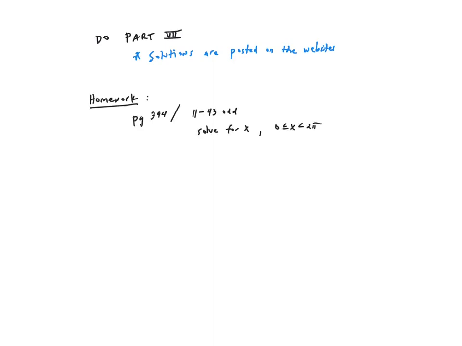The homework for this lesson is on page 394 of your book. It is 11 to 43 odd. For these problems, I want you to solve for x, and I want you to put solutions between 0 and 2 pi. 0 included, 2 pi not included. Make sure you're checking all of your answers on CalcChat. This is section 5.3 in our book. Chapter 5, section 3.